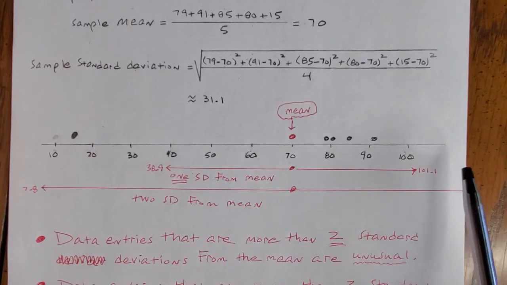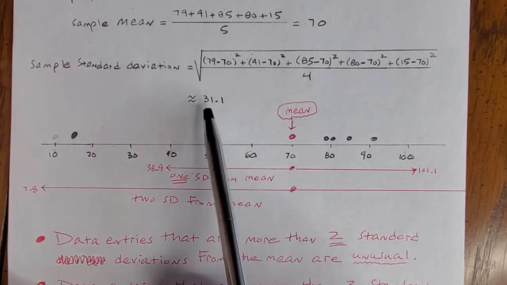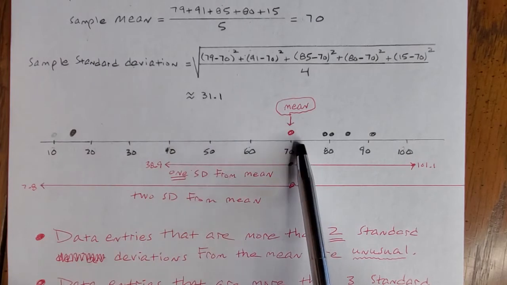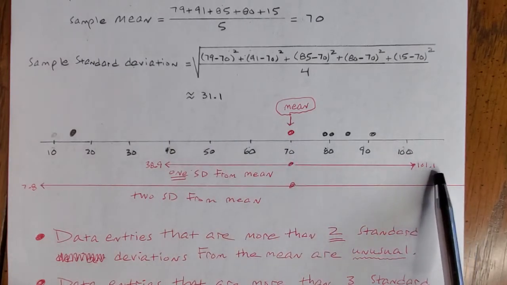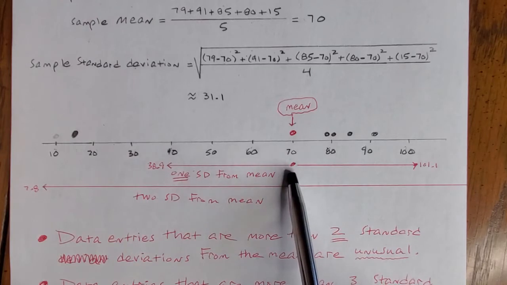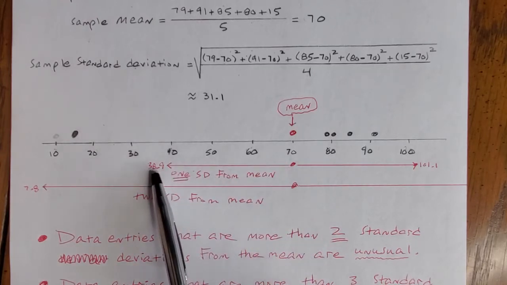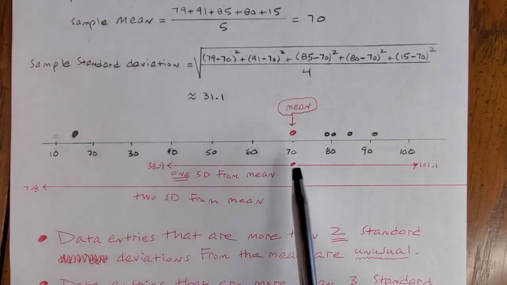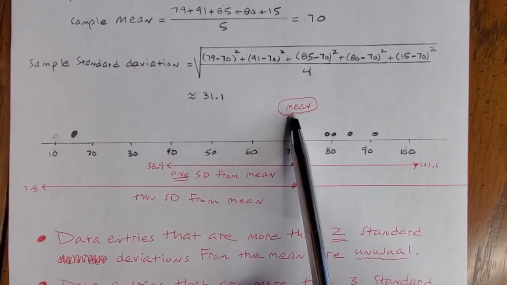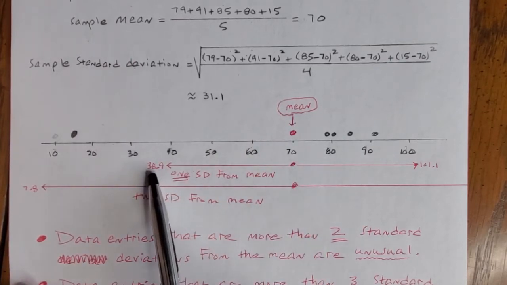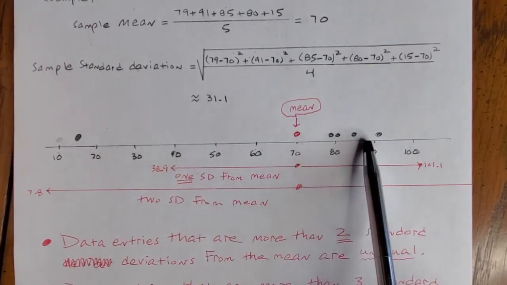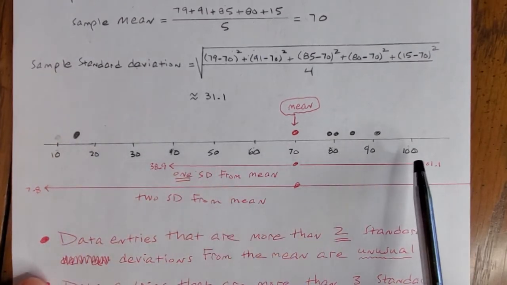Now, to look at this in picture form, the mean is 70, and the standard deviation being 31 looks like this. To be one standard deviation away from the mean would be up here at 101.1. I took 70 plus 31.1 and I get 101.1. And to be one standard deviation less than the mean would put me at 38.9. I take 70 and subtract 31.1. So to be within one standard deviation of the mean, in this case, puts you somewhere between a score of 38.9 and 101.1. And it looks like all of the scores except one were within one standard deviation of the mean.